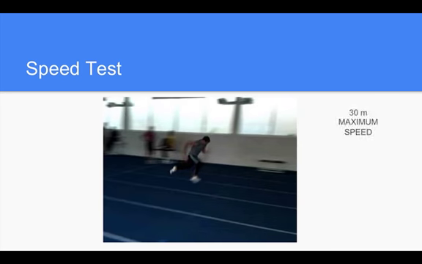Speed test. 30-meter maximum speed. The purpose of this test is to determine acceleration and maximum running speed. The test involves running a single maximum sprint over 30 meters with time recorded. The time is recorded to the nearest 2 decimal places. The timing starts from the first movement, if using a stopwatch, and finishes when the first foot crosses the finish line. Continue running hard through the finish line.